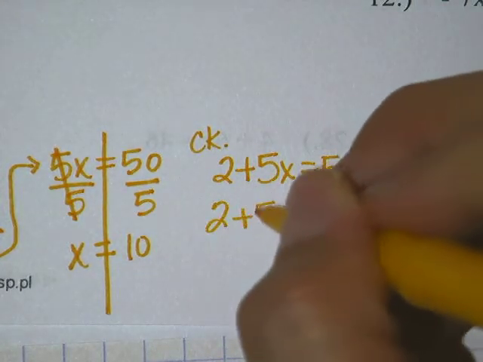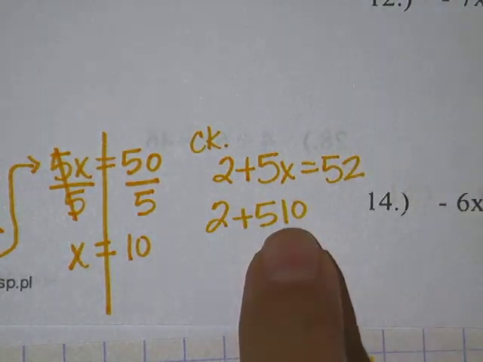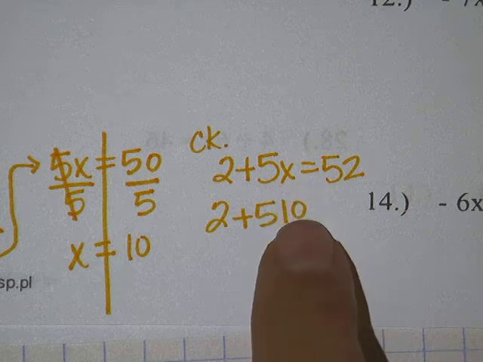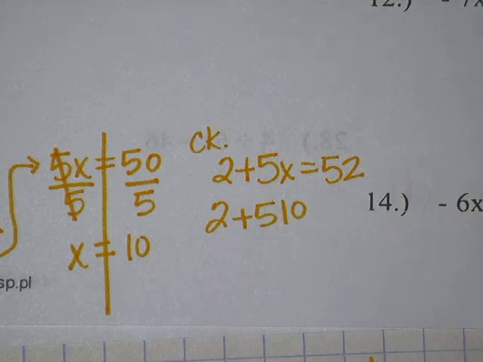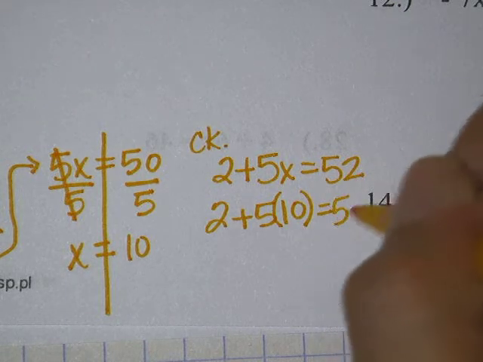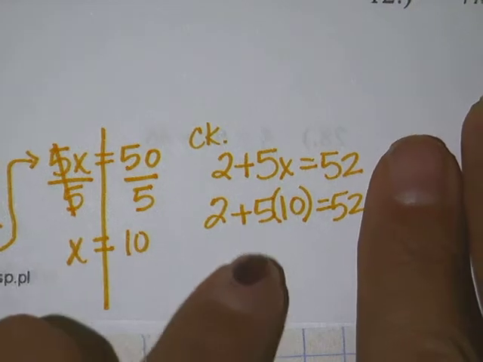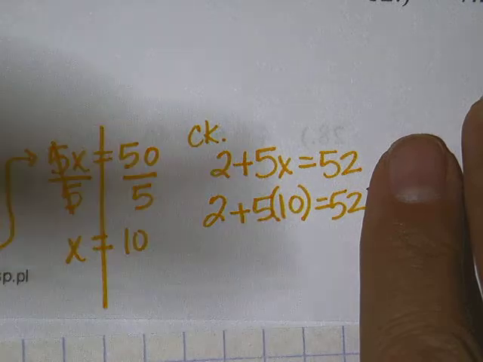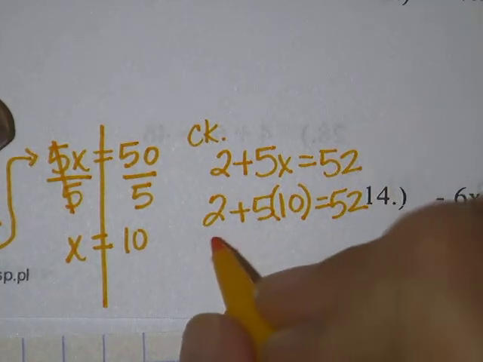Now, sometimes my students think that they can just do that. They say just put the 10 there, yeah, except that 5 and x are being multiplied, so you have to have some kind of symbol to show multiplication. And so I've got addition and I have multiplication, and I want to follow order of operations.